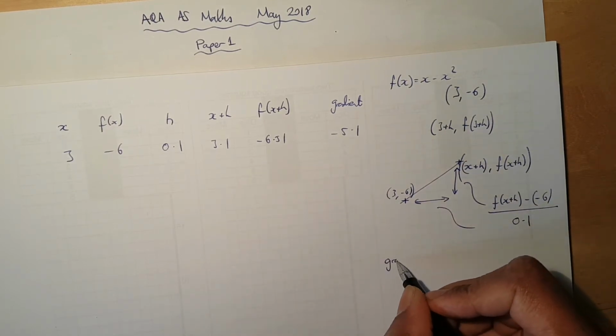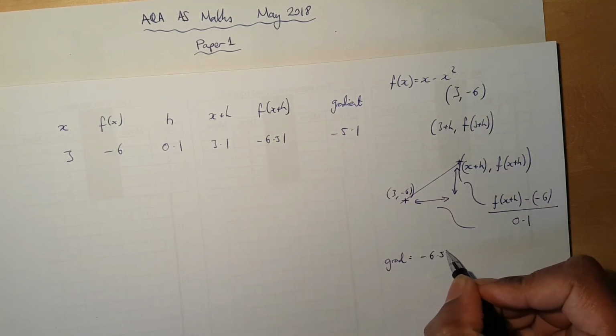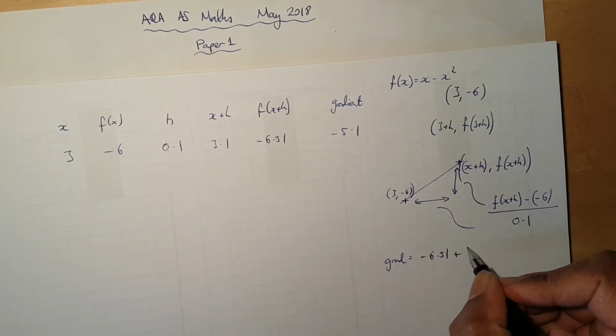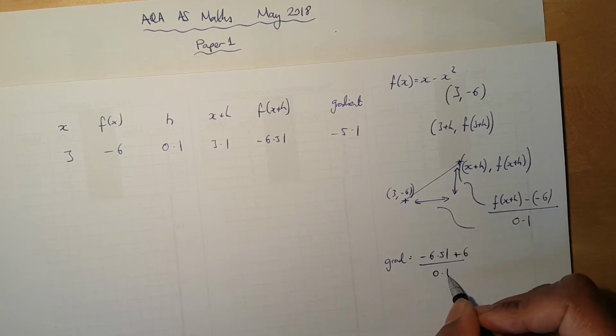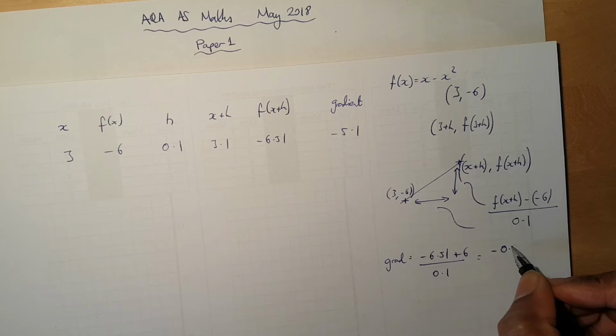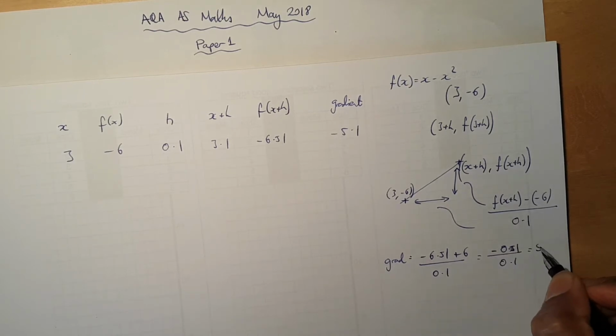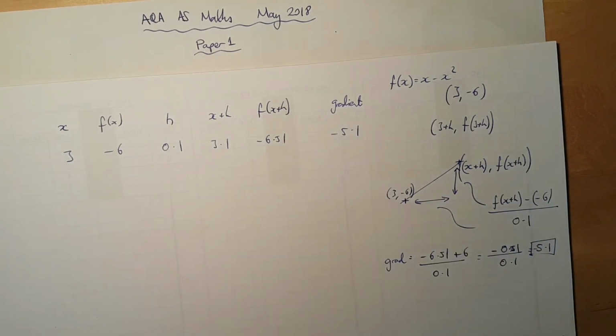So the gradient then is f of x plus h, which is -6.51, minus -6 makes it +6, all over 0.1. You can see that that's going to give me -0.51 over 0.1, clearly giving me -5.1. So that's how I get that gradient there that I'm asked to find.